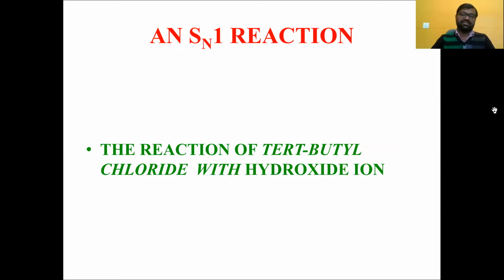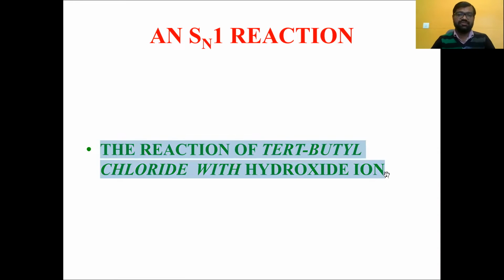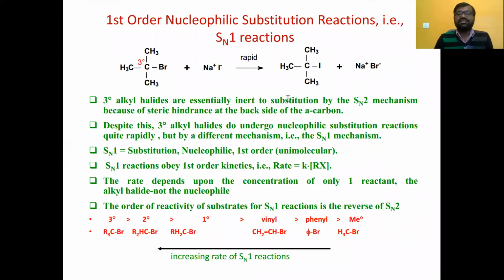is the SN1 reaction. Just like SN2, these are the reactions which concern tertiary alkyl halides and nucleophiles. So basically, when tertiary alkyl halides react with some nucleophile, this reaction is followed, and this reaction is termed as the SN1 reaction. This highlights a reaction between tertiary butyl halide and hydroxide ion. So let us learn this reaction.